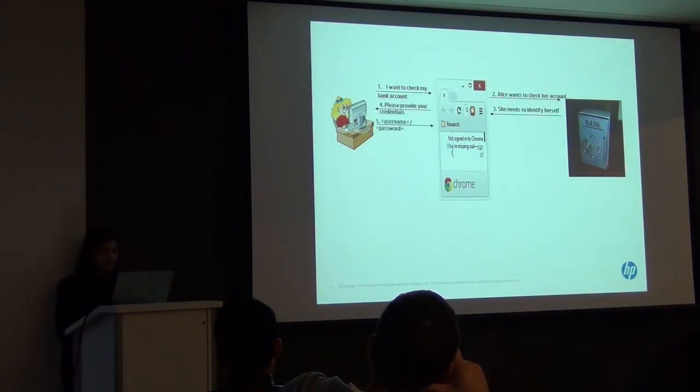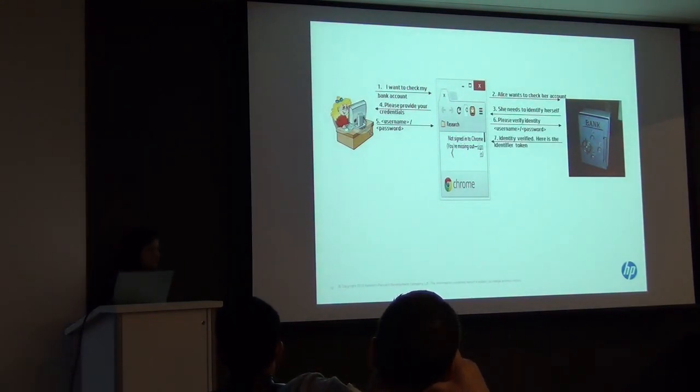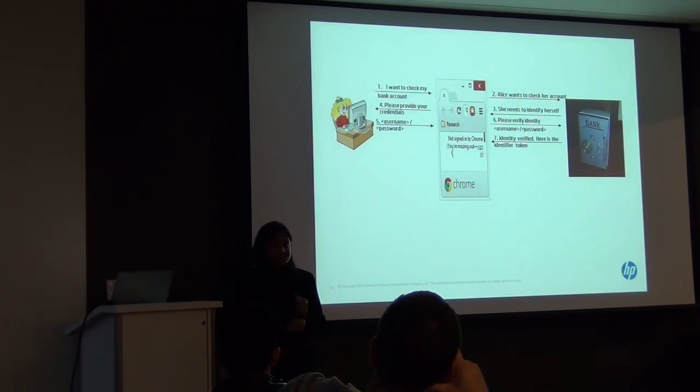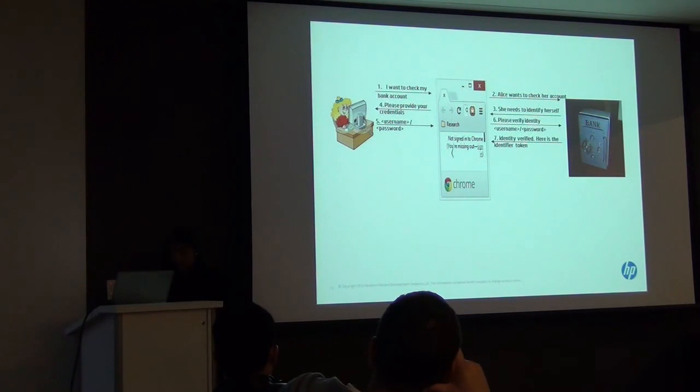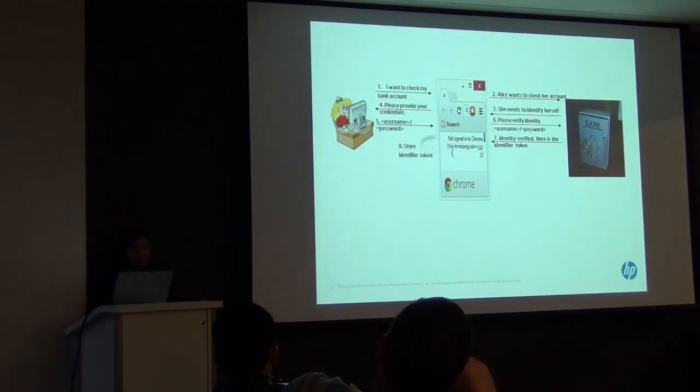And Alice does so by giving her username and password credentials to the browser. The browser hands them over to the bank, and the bank verifies the identity and gives an identifier token to the browser. This token the bank expects to be included in every single request that Alice makes from now onwards. So the browser goes ahead and makes a note that, okay, I have to send this token with every single request from now onwards that is made to this bank.